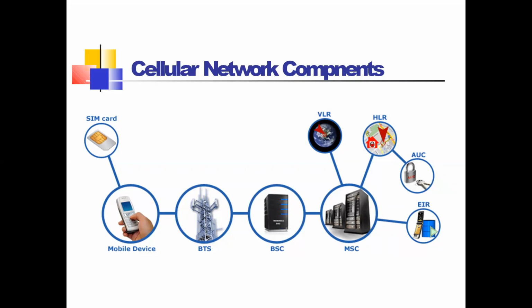Based on the coverage area, we are using low power or high power transmitting antennas. If we use low power transmitting antennas, it covers very little area, and also the signal strength is high, right?